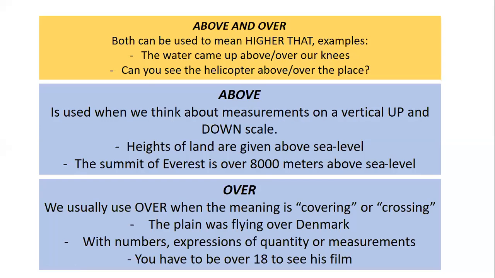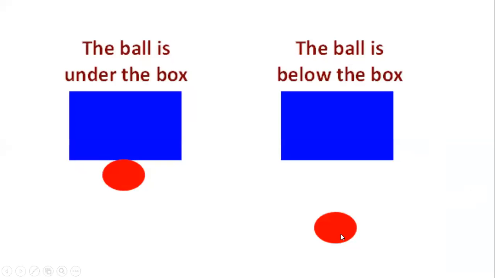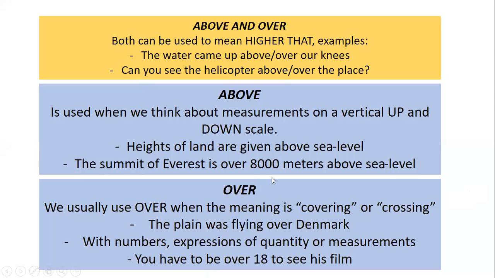Okay, what about above and over? Because they are a little bit confusing. Both can be used to mean higher than. For example, the water came up above or over our knees. Okay. Can you see the helicopter above or over the place?